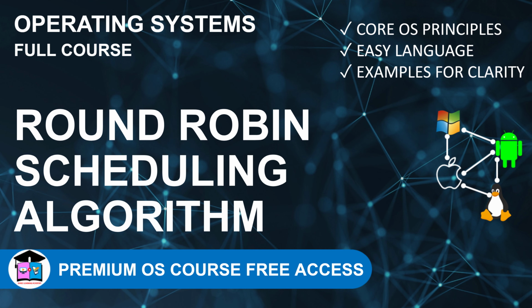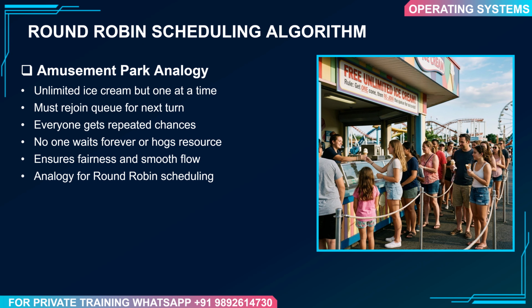Let's simplify round robin scheduling algorithm. Have you ever been to an amusement park where you get unlimited food and ice creams? There is just one simple rule at the ice cream counter. You can take as many ice creams as you want, but only one at a time. If you want another, you have to go back, stand in the queue again, and wait for your turn.